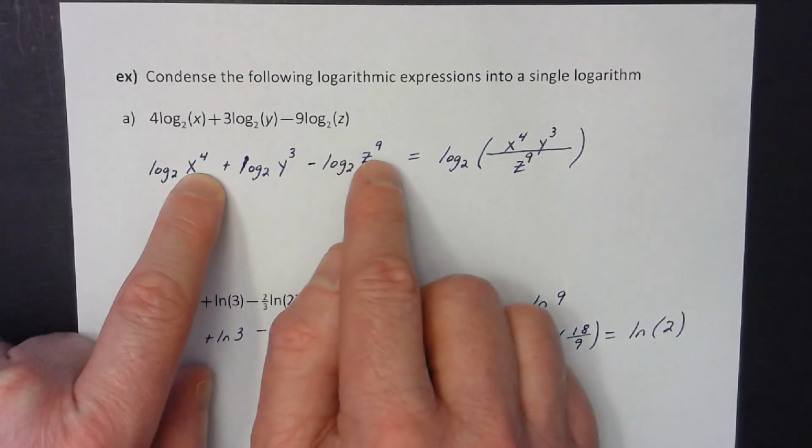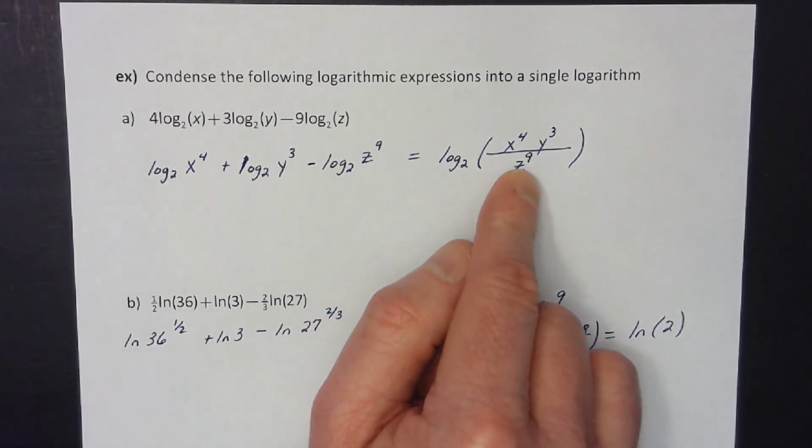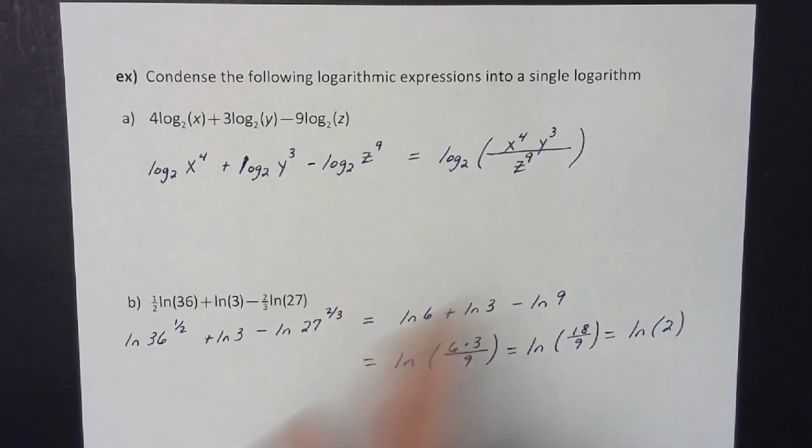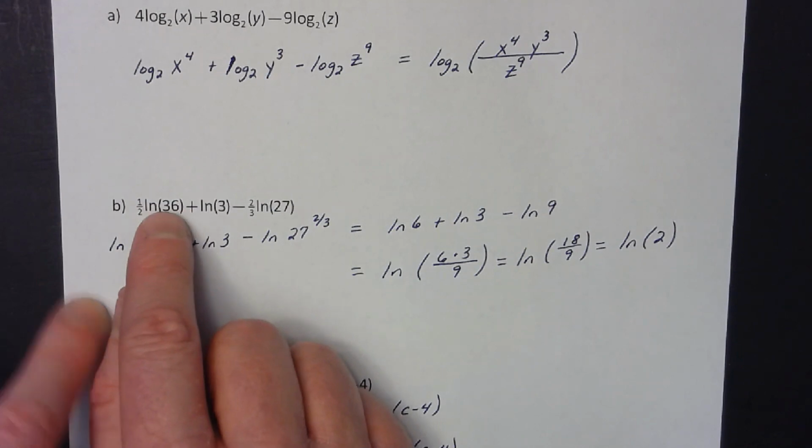Any logarithm being subtracted, the term inside that logarithm belongs in the denominator of the condensed logarithm. So this log base 2 of x to the 4th y cubed divided by z to the 9th is the final condensed answer. Let's look at one involving natural logs.